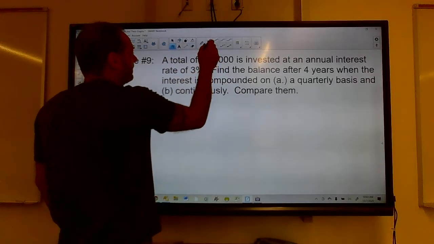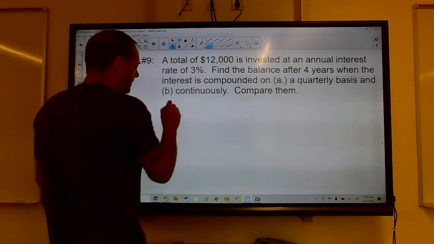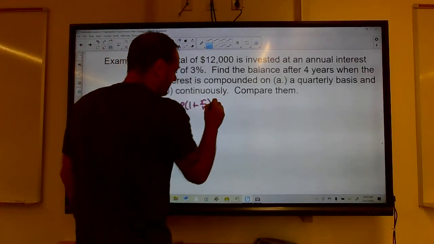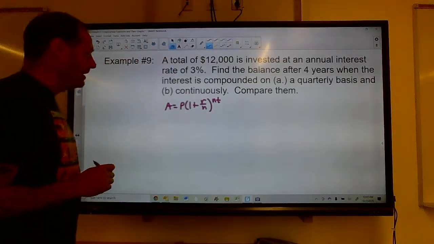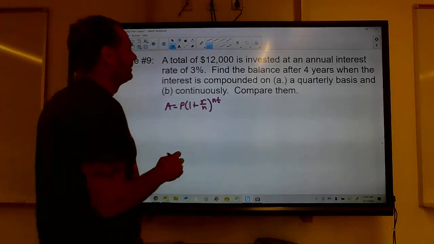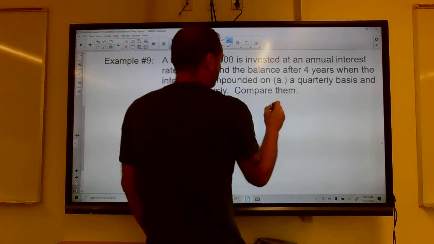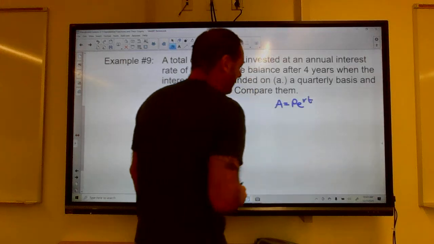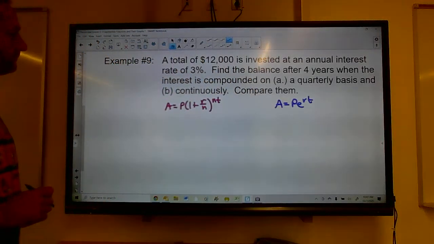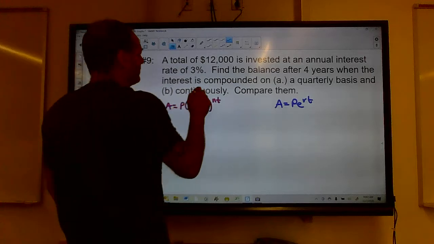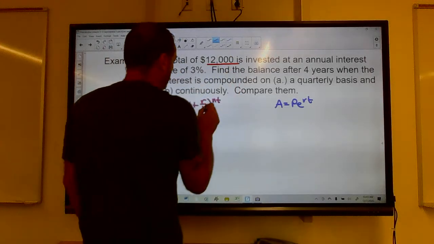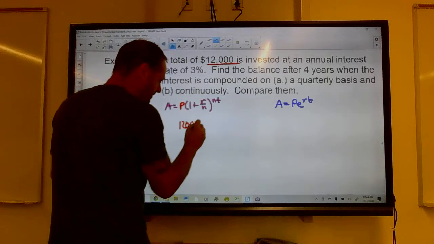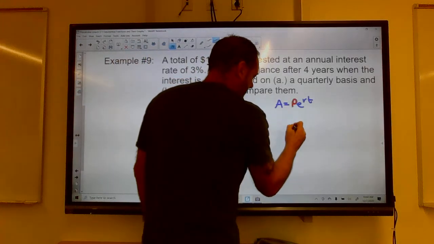We'll write down the formula here. A equals P times 1 plus R over N to the NT power. There's my compound interest. And then over here, this is my continuously compounded interest formula. So the principal is $12,000 on both of these, so the principal is going to be $12,000 on both.